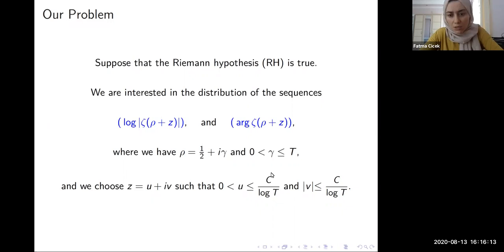So gamma is the ordinate, and it is up to size t. And z is just a complex number that has a positive real part. So when you consider rho plus z, the real part will be 1/2 plus u, and that will lie to the left of the critical line. And the imaginary part of z can be positive or negative, but both of them have to have a size that is roughly the size of the average spacing between zeros.